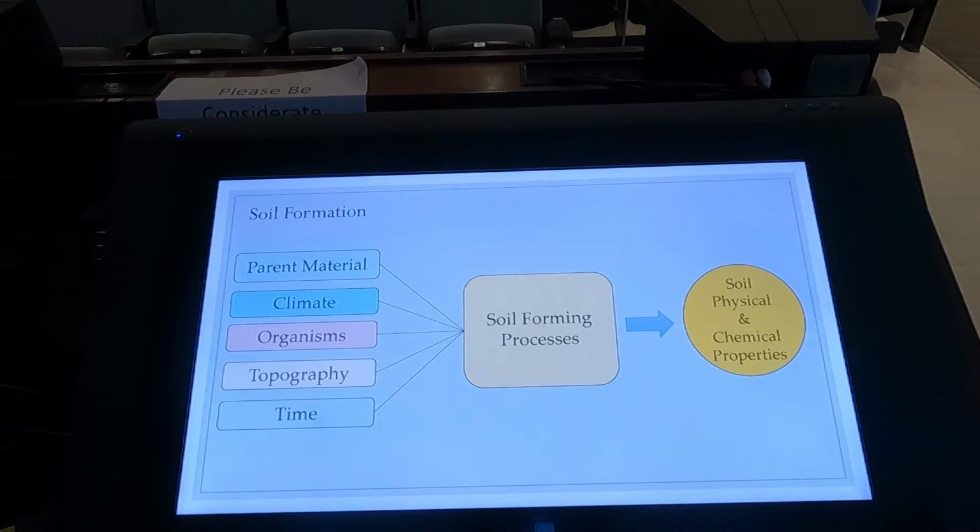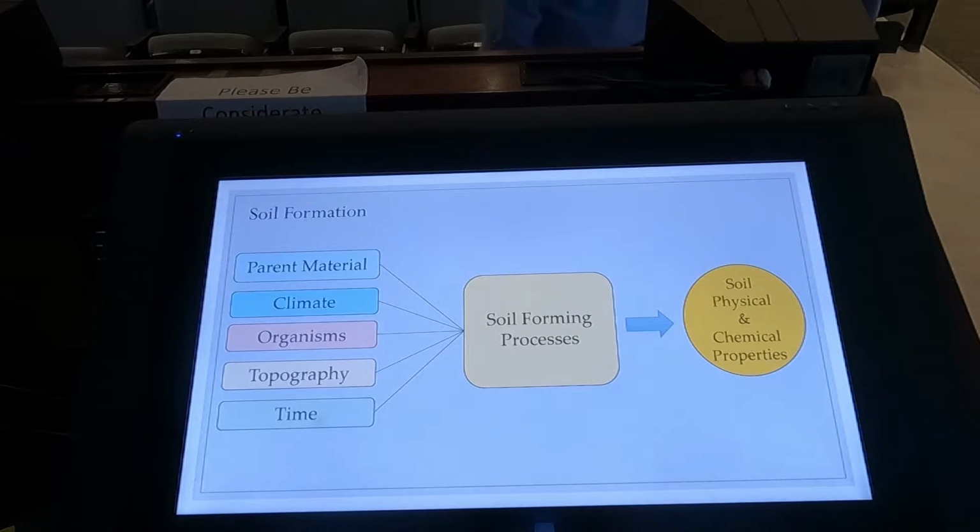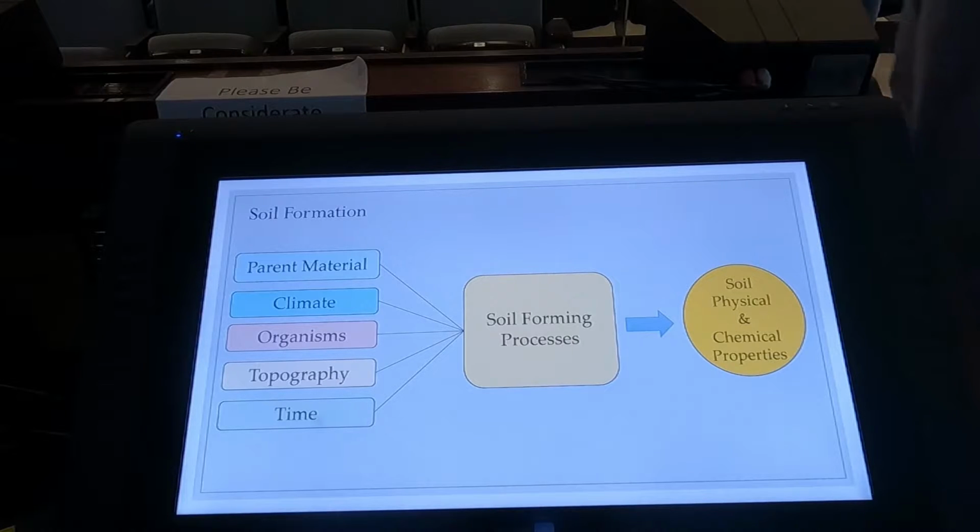So there are 5 soil formation factors. The first being the parent material. It has to come from somewhere, and that is going to determine the different kind of soil that we might have, and also some of the physical properties in there. That parent material, the minerals that were in that rock that was formed, are going to determine some of our chemical properties.